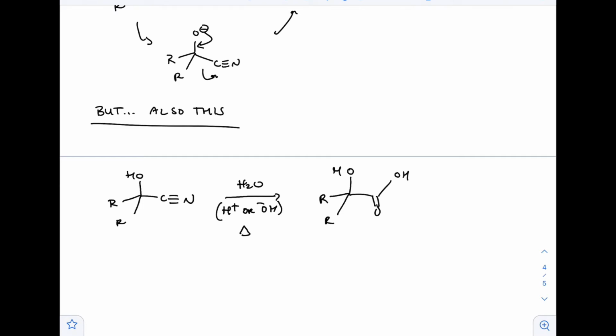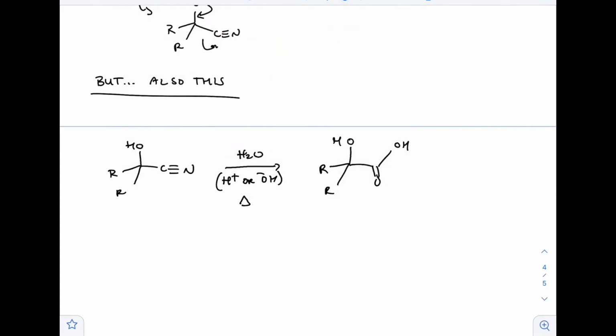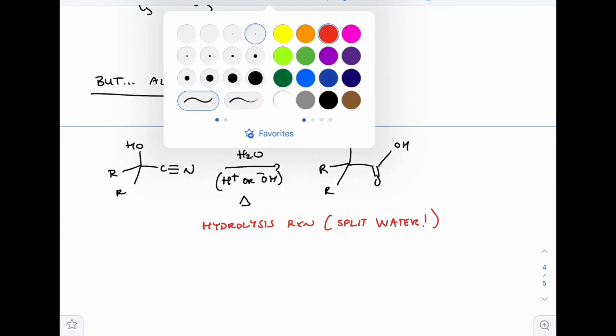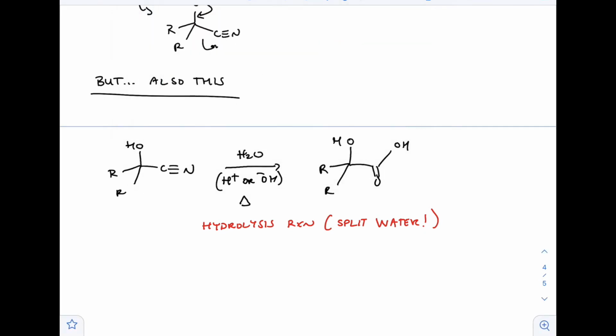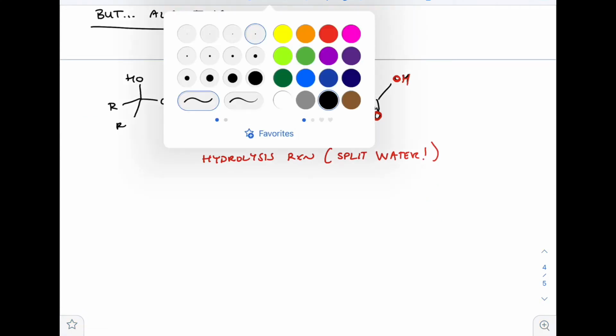So what we end up getting is a carboxylic acid, right? Notice that the CN functionality is gone, and we have that carbon turned into a carbonyl carbon of a carboxylic acid. This reaction is a hydrolysis reaction because we're splitting water, right? Hydro, water, lysis, splitting, okay? And you can see that the components of water would be drawn in red on the right side.